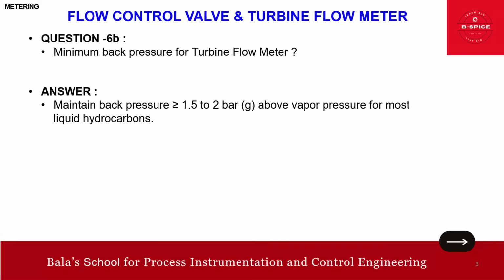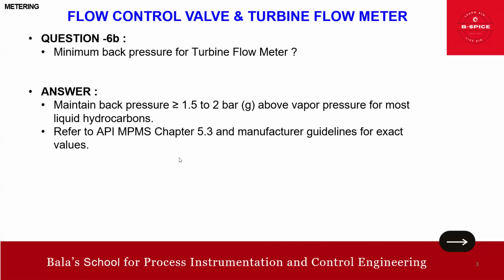This is a bit of theory actually. What I suggest is, take this just for reference: maintain a back pressure of greater than or equal to 1.5 to 2 bar G above vapor pressure for most liquid hydrocarbons. I'm not sure which product you are using in your metering skid, but for hydrocarbons, this is the criteria. I suggest you refer to API MPMS chapter 5.3 in specific and the manufacturer guideline for the exact value. Otherwise you can use that formula.